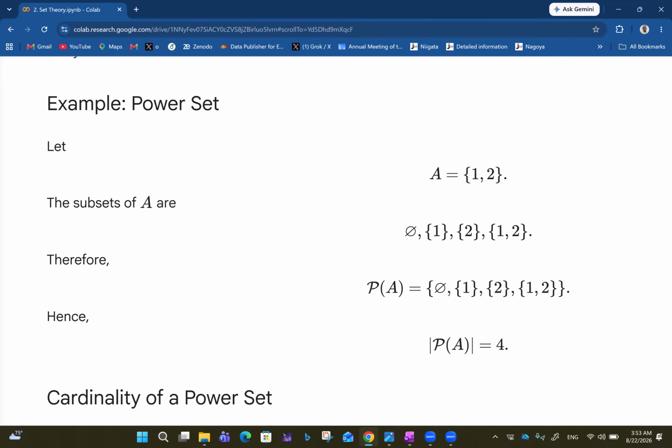So imagine, let A be {1, 2}. The subsets of A are the empty set and {1, 2} itself. Then the singleton set {1} and the singleton set {2} are also subsets. So the power set of A would be the empty set, the singleton {1}, the singleton {2}, and the set {1, 2} itself, that is, set A itself. In this case, the cardinality of this power set is 4 because it has 4 subsets.